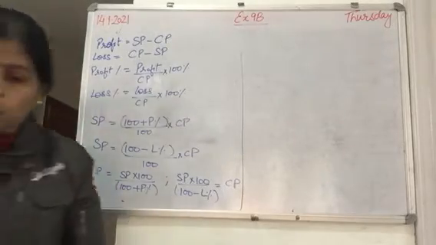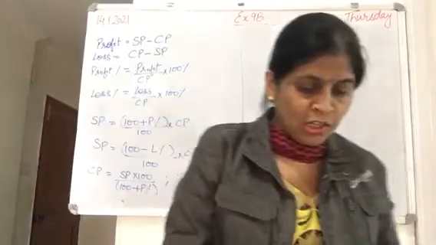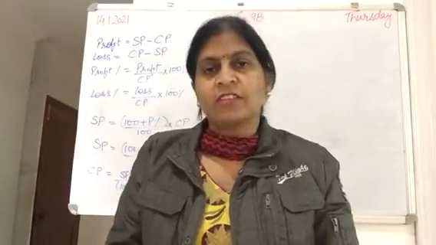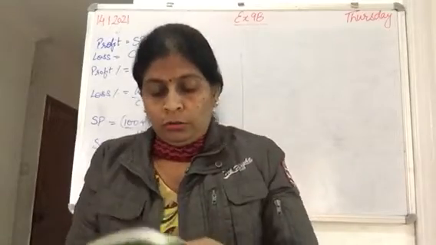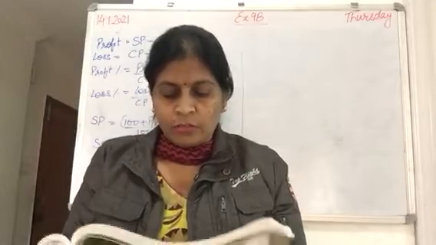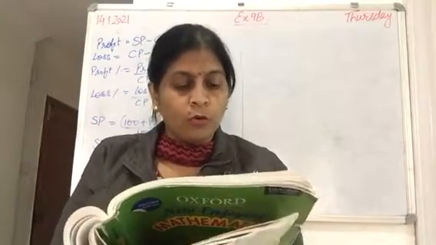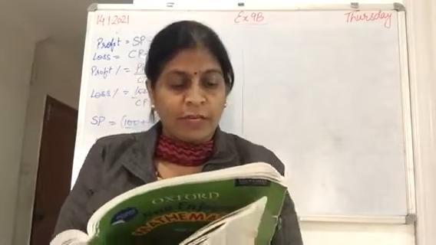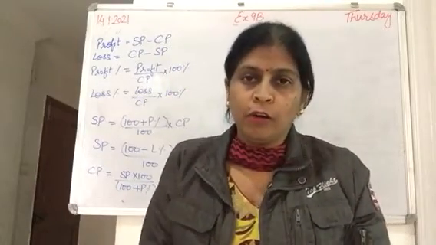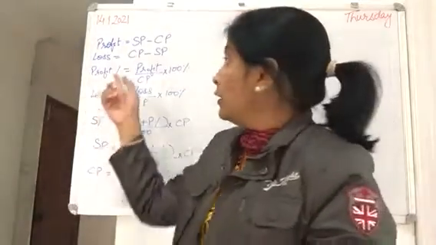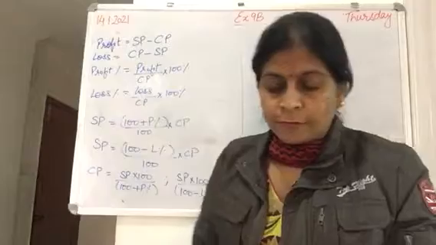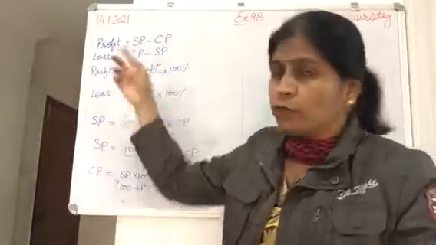Now students, question numbers 1, 2, 5 and 6 you do in your book only. I don't think there will be a requirement to do these questions. Yes. Now question number 1: cost price and selling price are given. You will identify whether it is profit or loss. If selling price is greater, profit. If cost price is greater, then loss. You can't get profit and loss together.